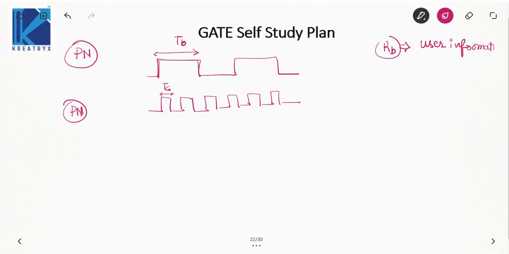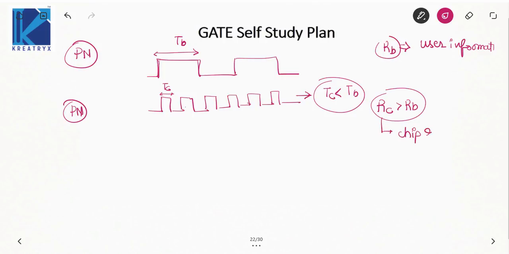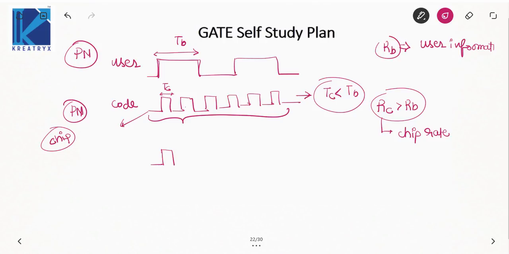So from here we can see that this code has the bit interval of TC which is very much less than the bit interval of TB, or I can also say that the code rate is greater than the bit rate. This code rate is also called the chip rate, and this pseudo noise code sometimes is also called chip. Now in order to mix the user information and code, let me multiply this. So I'll be getting the coded signal. Upon multiplication we get it like this. So this is our coded message signal.